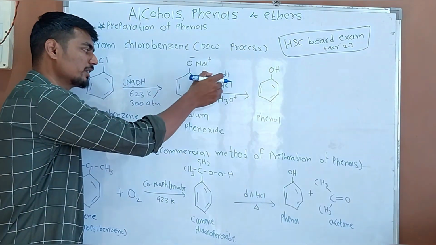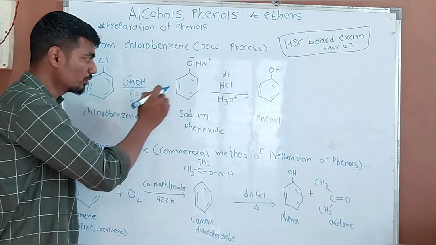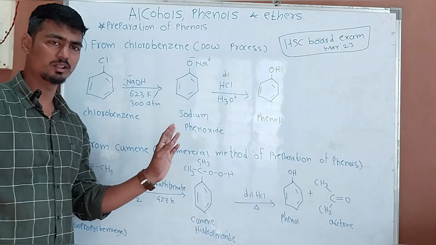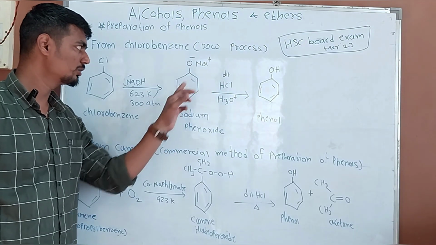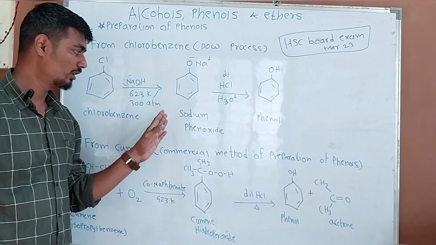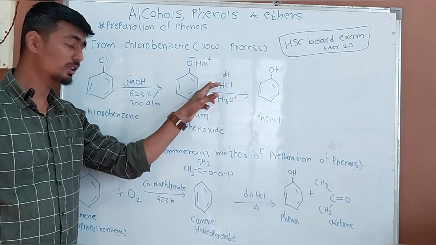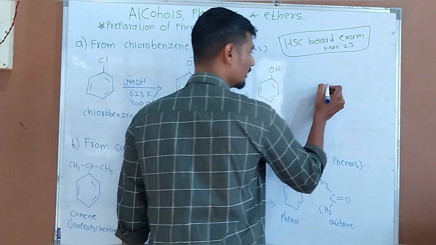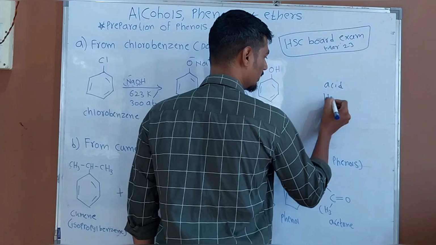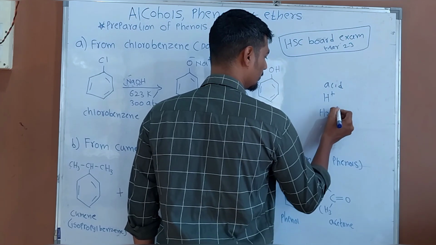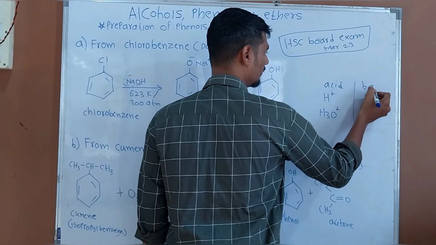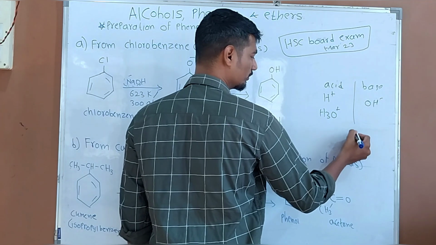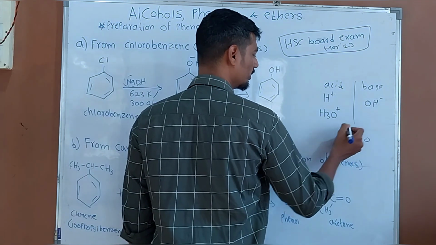Again we add HCl. First of all we added the base, so we got sodium phenoxide, which is the conjugate base of this dilute HCl. Dilute HCl is an acid and its conjugate base contains Na plus ions. So dilute HCl means the acid contains H3O plus ions. Remember, acid always contains H plus or H3O plus ions, and base will contain OH minus. By combining, we will get H2O, and here we will get 2H2O.